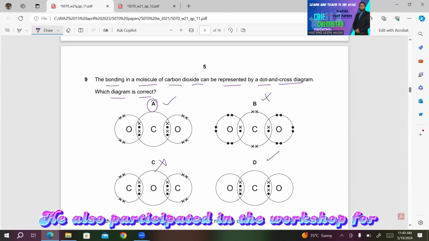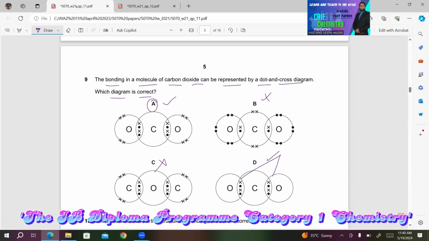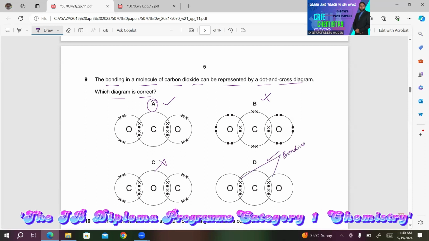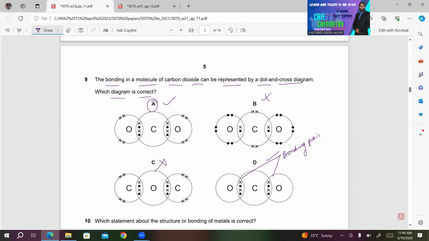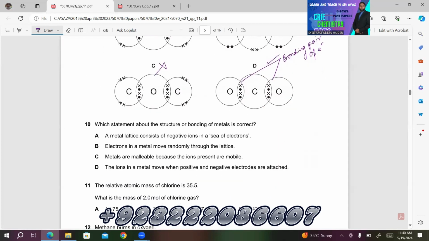What about D? In D, they have only shown the bonding pair of electrons, the electrons involved in bonding. They are not showing the other valence electrons. So A must be the right answer for question number 9.